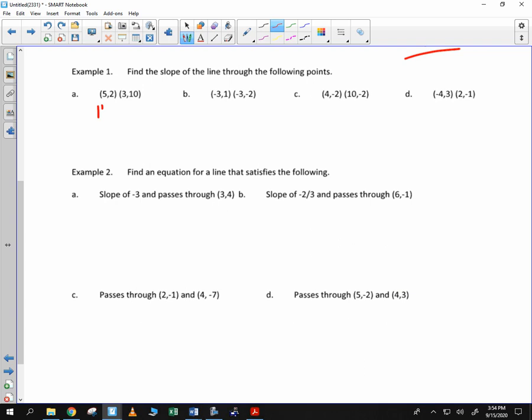Take y sub 2, which is 10, minus y sub 1, which is 2, divided by x sub 2, which is 3, minus x sub 1, which is 5. And I get 8 over negative 2, or negative 4. In this situation, I take negative 2 minus 1 divided by negative 3 minus negative 3. Notice I get negative 3 over 0. That is an undefined slope.